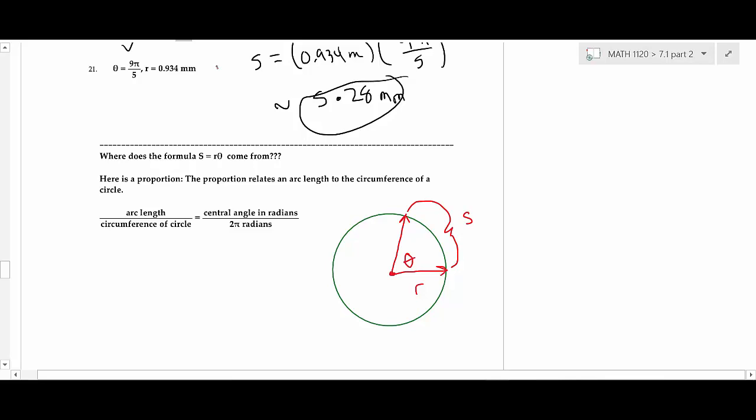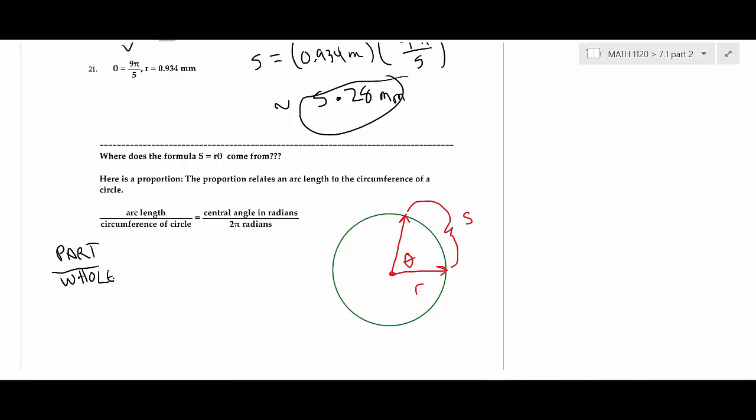Okay, like that. Now I'm going to show you how you use a proportion to build this formula. The formula pops out of this proportion real easily. What we're doing is taking a part and relating it to the whole. The part would be the arc. What do you call the distance all the way around the circle? The circumference. So we're going to relate the length of the arc to the circumference.